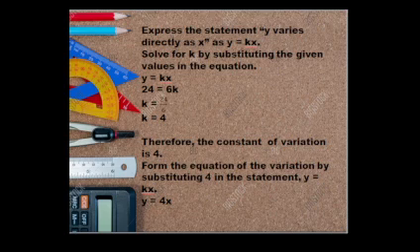And form the equation of the variation by substituting 4 in the statement y equals kx, because we have already our constant of variation value, that is 4. So we need to substitute that to the given formula to have the equation of the variation. So we have y equals 4x. That's our equation of the variation.